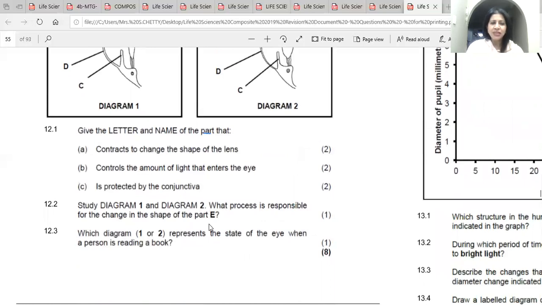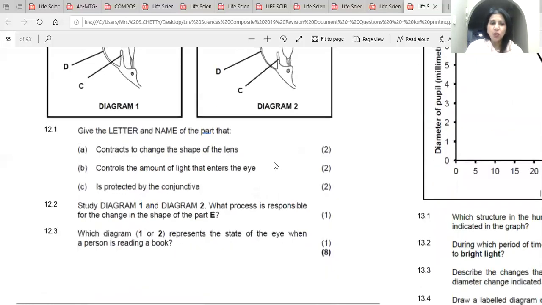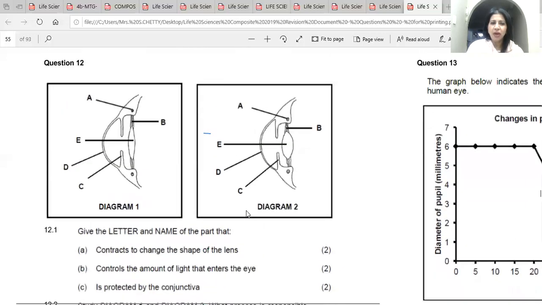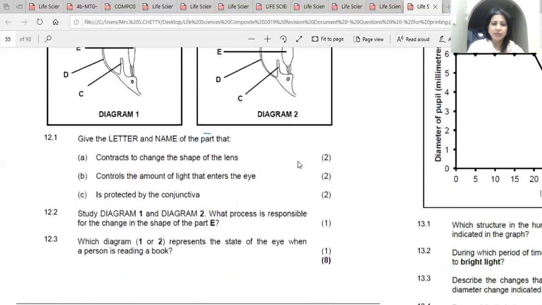Study diagram 1 and diagram 2. What process is responsible for the change in the shape of the part E? Part E went from thin, less biconvex to more biconvex. So what would be responsible for the change in the shape of part E will be the distance of the object from the eye. Here the object will be brought close to the eye, therefore the lens will become more biconvex. That is near vision.